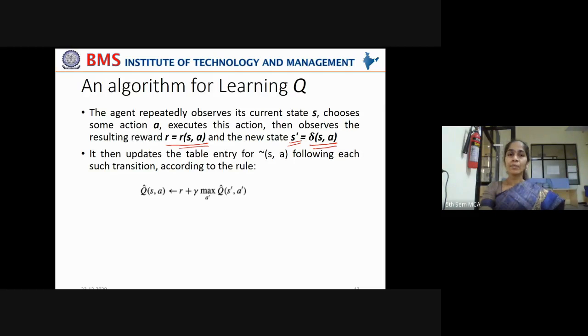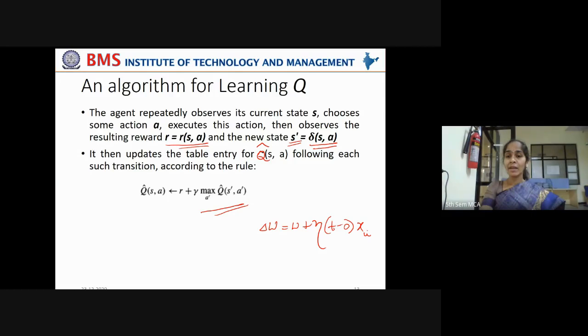So it observes the resulting reward for taking that action R, and also it observes the new state S dash. It then updates the table entry for Q cap of SA following each such transition, according to the rule. What is the updation rule here? You remember the perceptron rule, which is used to adjust the weights. It is taken as W plus learning rate into the prediction error multiplied by the input value.